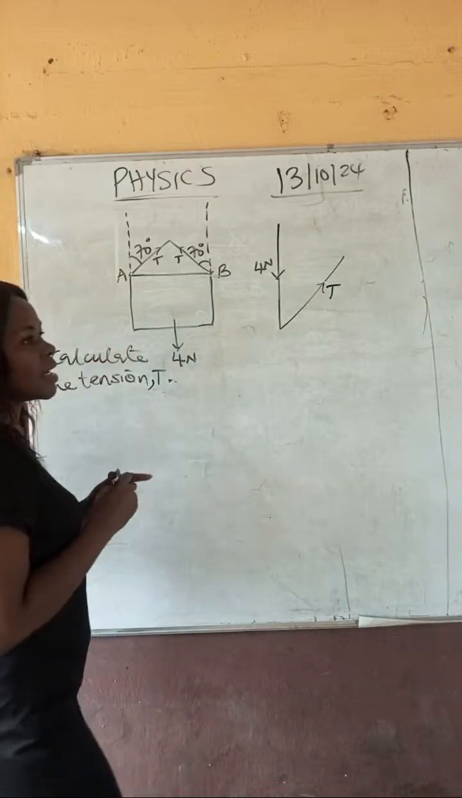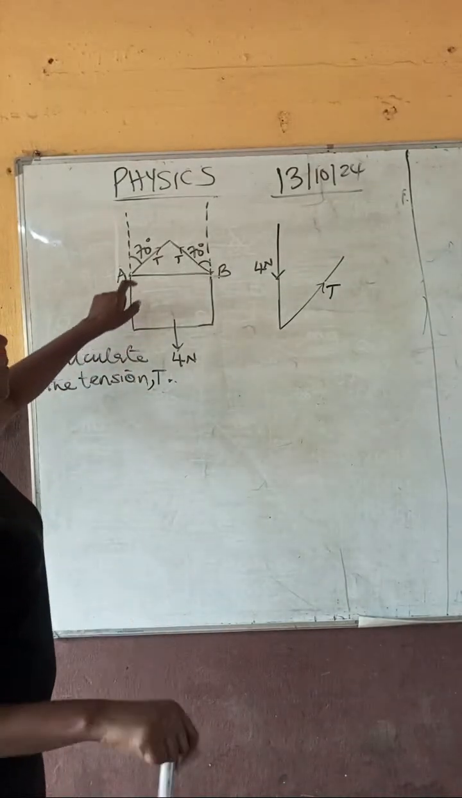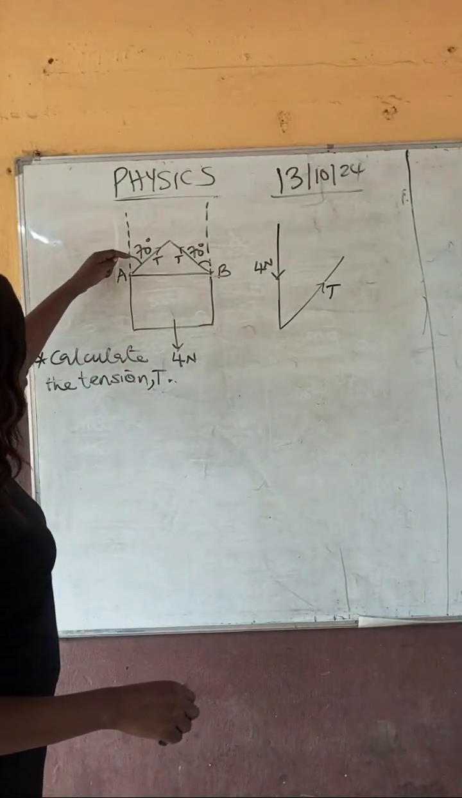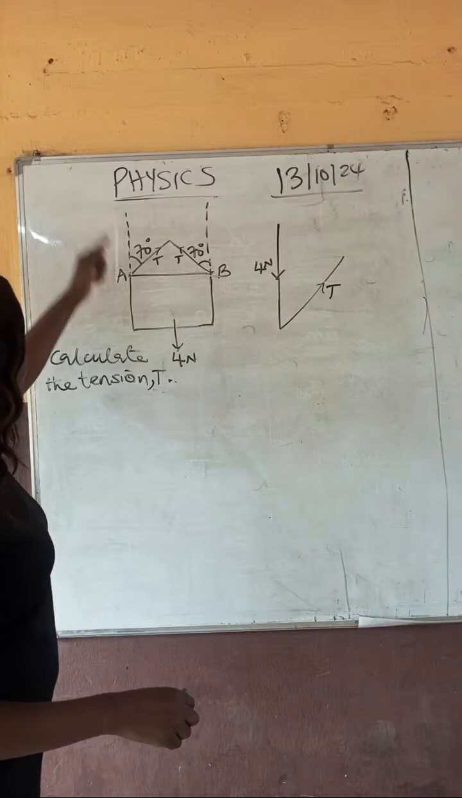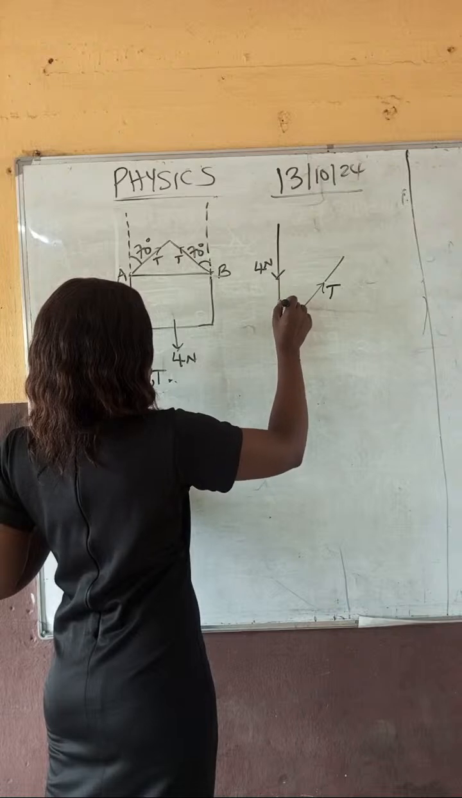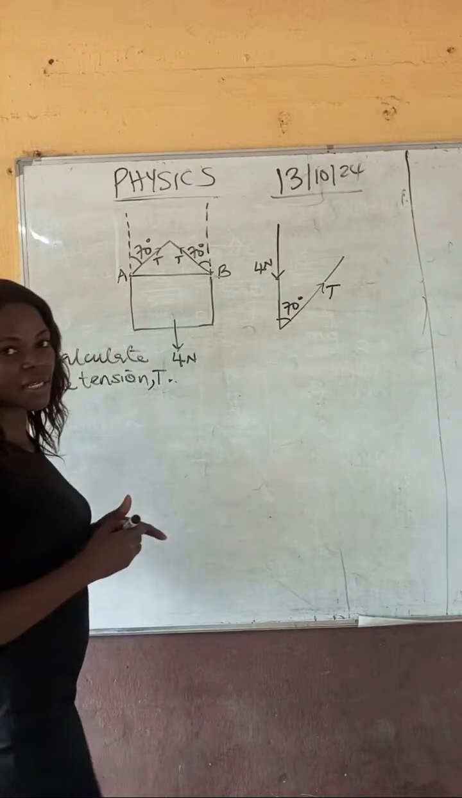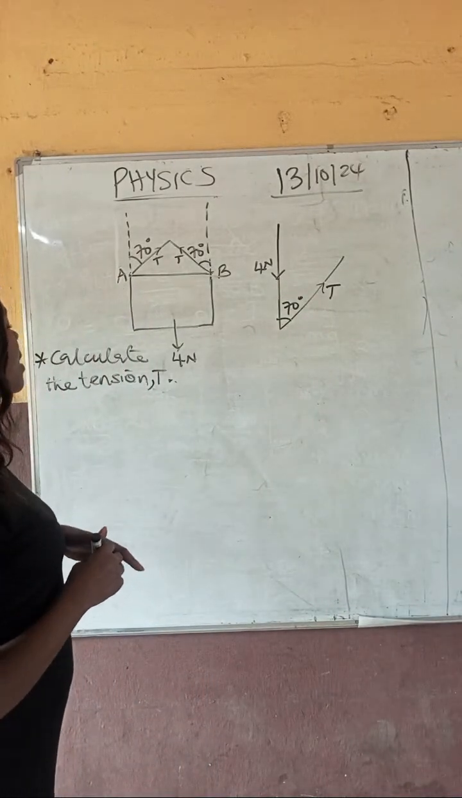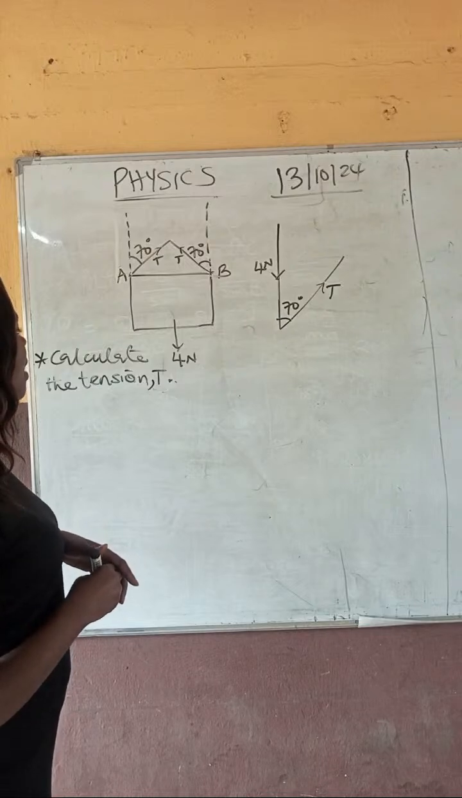That is T. And this tension, T, is acting at an angle of what? 70 degrees to the vertical. So this is at an angle of 70 degrees to the vertical. Is that okay?